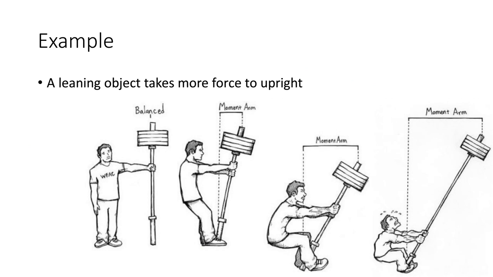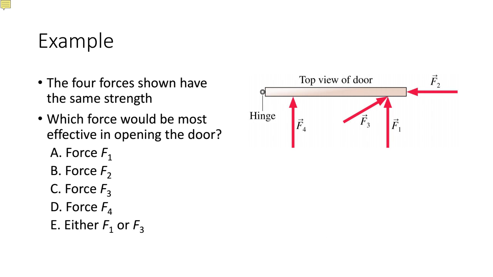An object that is leaning might take more force to upright because of the larger distance of its moment arm. In this example, we have 4 forces with the same strength, and we're looking downwards on a door. You can see this is the top view of the door, and this is the hinge. Which force would be most effective in opening the door?